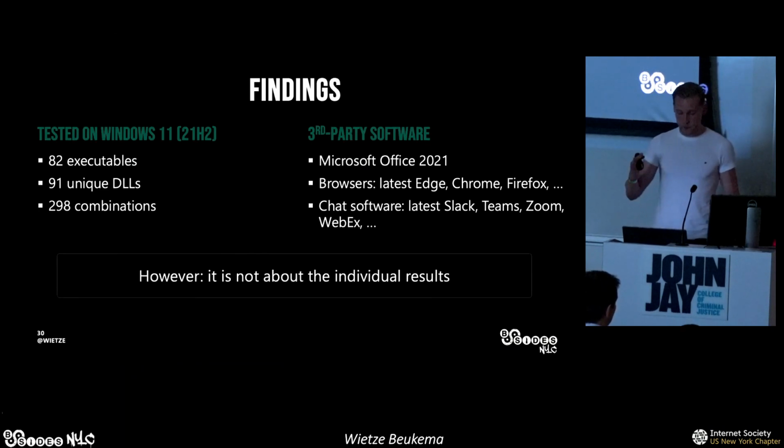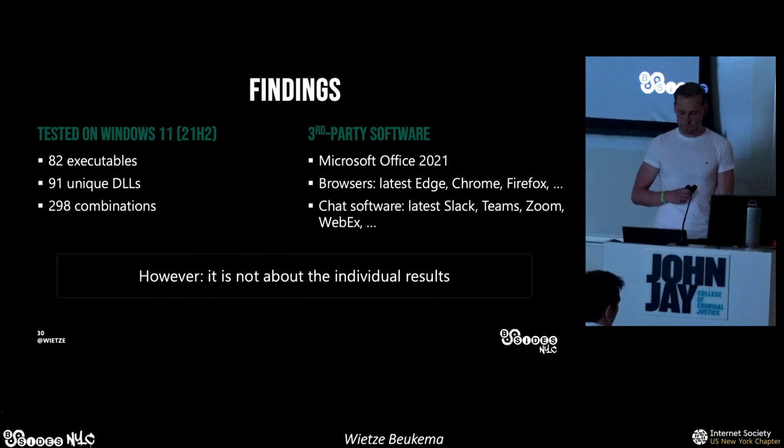Right, the findings. I tested it on Windows 11. You might have recognized it from the screenshots. Of all the executables I ran, I found 82 to be vulnerable, and there were 91 unique DLLs. There's a couple that are very popular, like there's one DLL I think that has like 20 executables that try and load it. So combined, we nearly have 300 unique combinations out of the box on Windows that you can use with this technique.